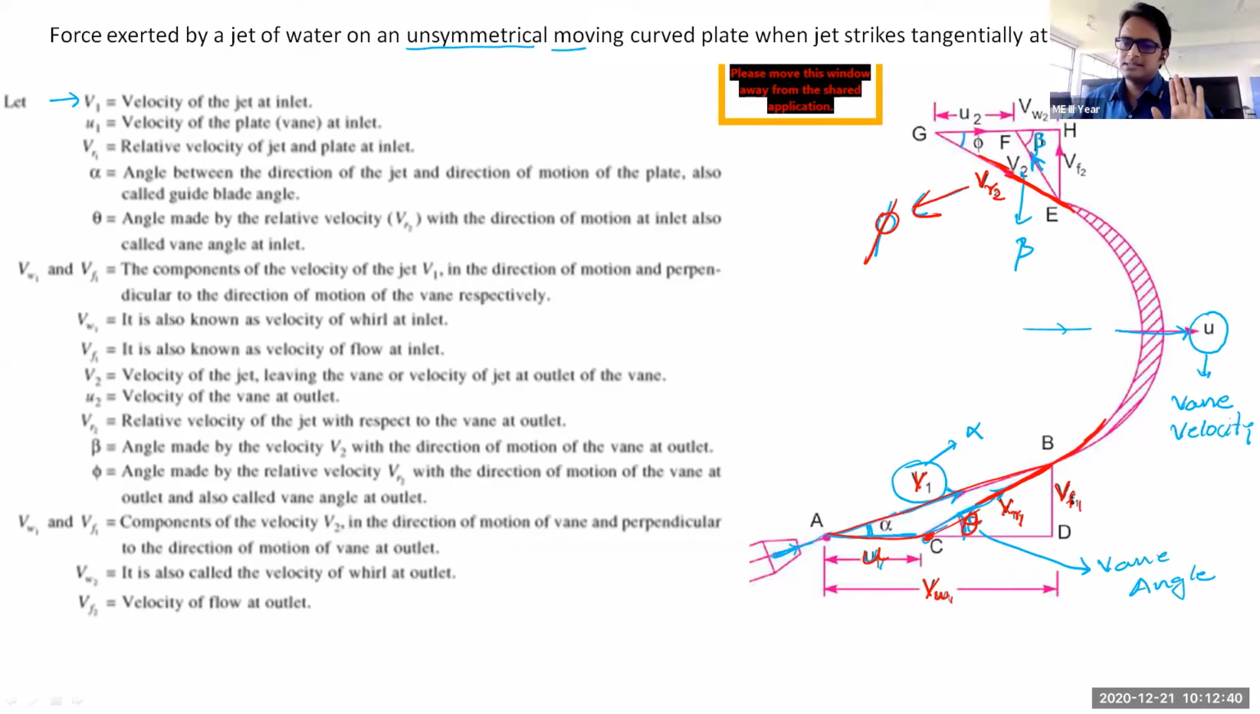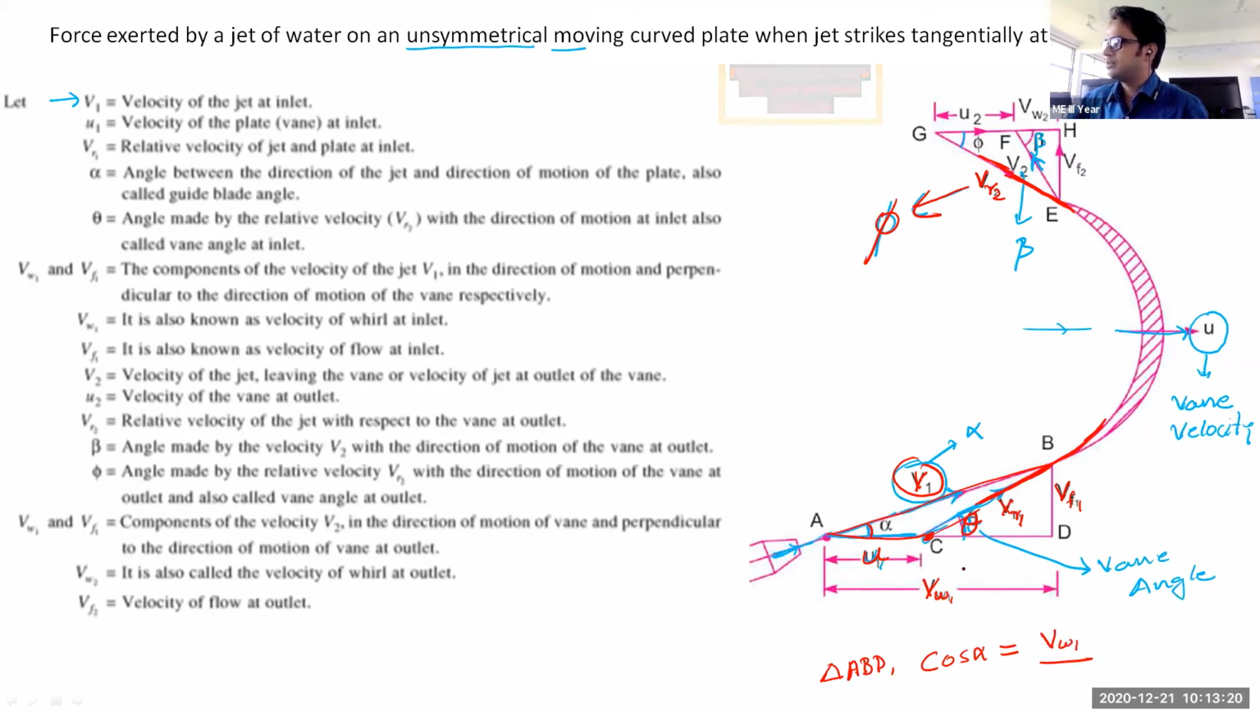VW1 and VF1 are nothing but the horizontal and vertical components of this V1 term. Here is angle alpha. So if you use your triangle law, cos alpha will give you the base. In triangle ABD, cos alpha will be your base upon hypotenuse. So base is your VW1, upon hypotenuse, this is your V1.